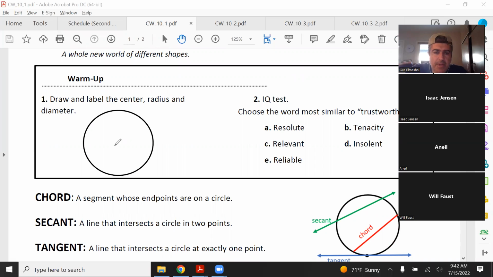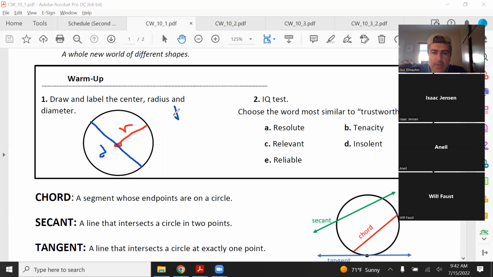So it says draw and label the center. It's pretty obvious. There's a center. Draw a radius. That's a radius. And a diameter would just be a segment that connects two points in a circle but goes through the center, right? That'd be a diameter right there.